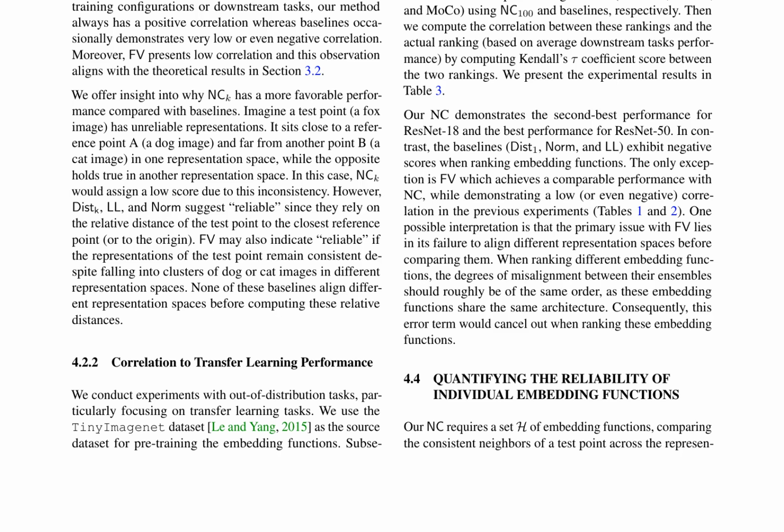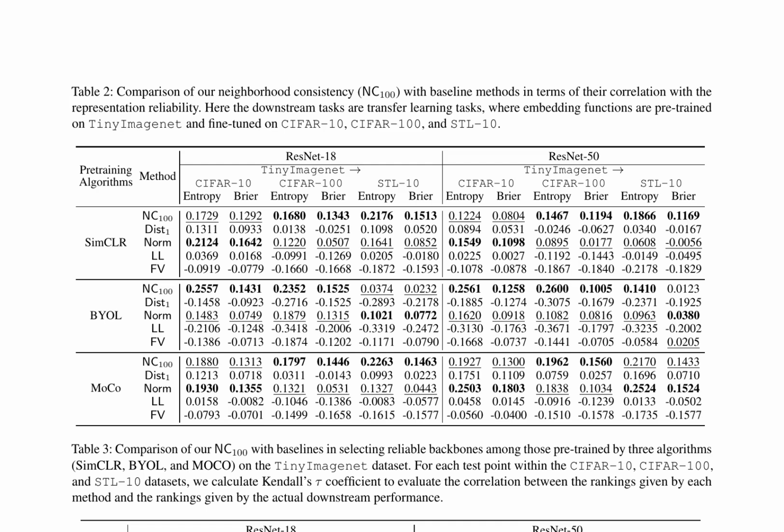We compare our NC100 with baseline methods in terms of their correlation with the representation reliability on transfer learning tasks. The results show that our NC100 demonstrates a higher correlation with the representation reliability compared to the baselines. Moreover, when ranking pre-trained models, our NC100 exhibits the second best performance for ResNet 18 and the best performance for ResNet 50. We also conduct ablation studies to explore how various distance metrics within the representation space affect both our method and the baseline approaches.